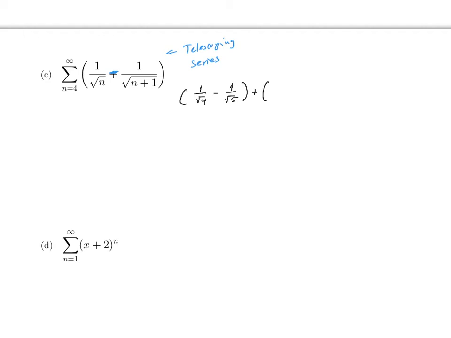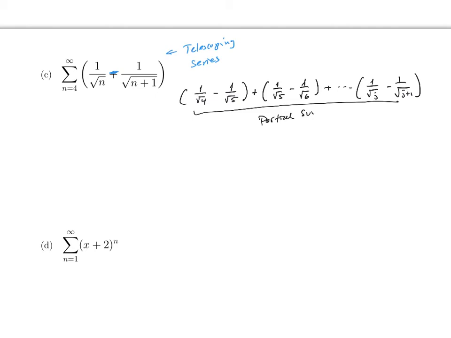And then you move to the next one, it will be 1 over the square root of 5 minus 1 over the square root of 6, and so forth. The last one is going to be 1 over, let's say, the square root of j minus 1 over the square root of j plus 1. Okay? So this is what is called a partial sum. So then notice that the first one doesn't cancel, but this will cancel with that one, and so forth. So the only ones you will have left will be this one and this one.